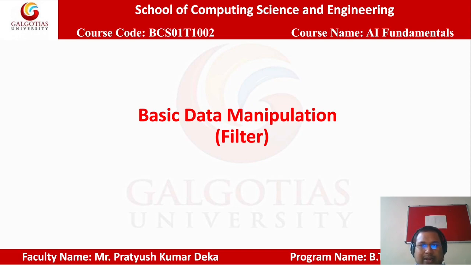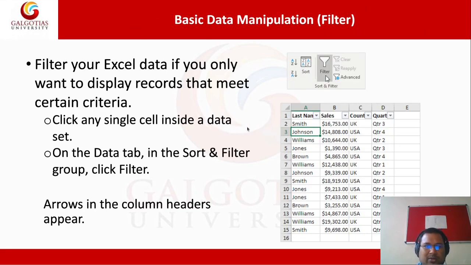Similarly, in our data we do not always have all wanted data. Sometimes we have some unwanted data in our data set. In that case we can filter out those things. So filtering is one way of cleaning your data. Although there are many ways to clean your data, filtering is one way. Using filtering, you can filter your Excel data if you only want to display records that meet certain criteria.